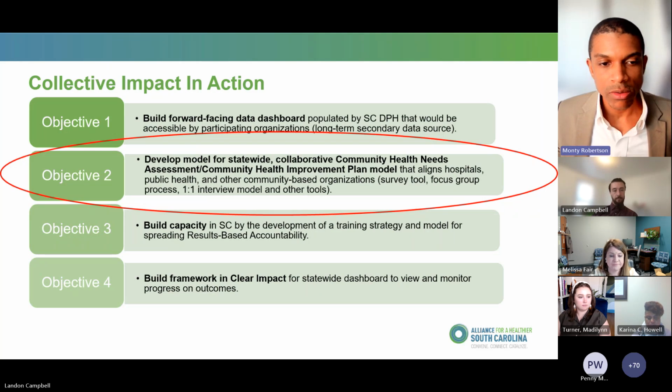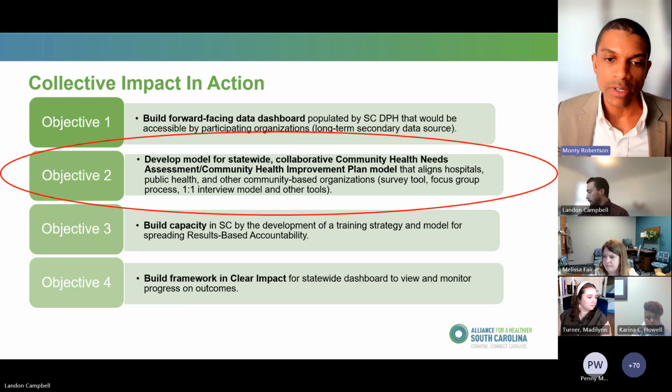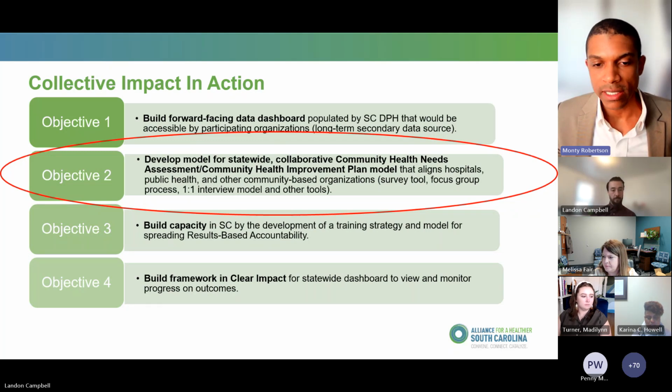And then the second two really build on the first two. Through building our capacity and knowledge of results-based accountability, again, we'll be covering that today, it will give us an opportunity to strengthen and align this work across the state. We'll get into all the details of that and how you may be able to take advantage of some education around results-based accountability.